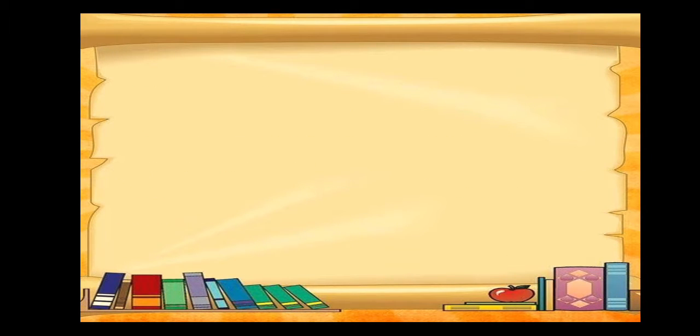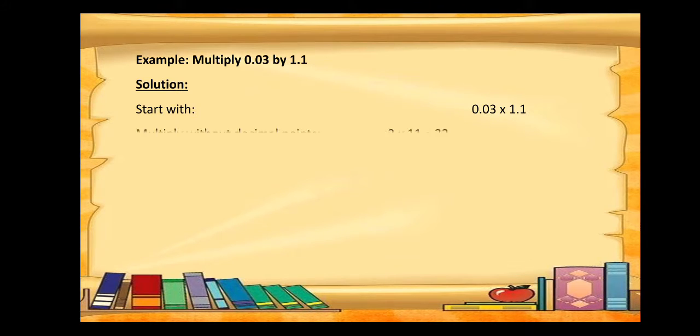So now, let us learn through this example. We have to multiply 0.03 by 1.1. So according to the first step, we have to multiply these two numbers without decimal point. So in the first number we have 0.03 and 1.1. If we take the first number without decimal point, it is 3, and the second number it is 11, and 11 multiplied by 3 will be 33.